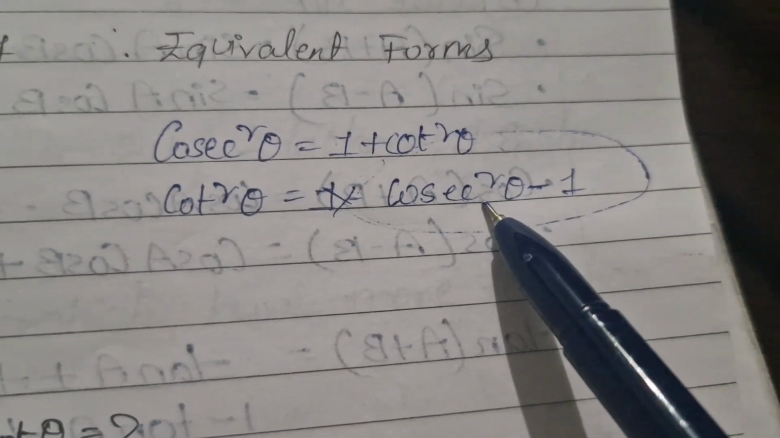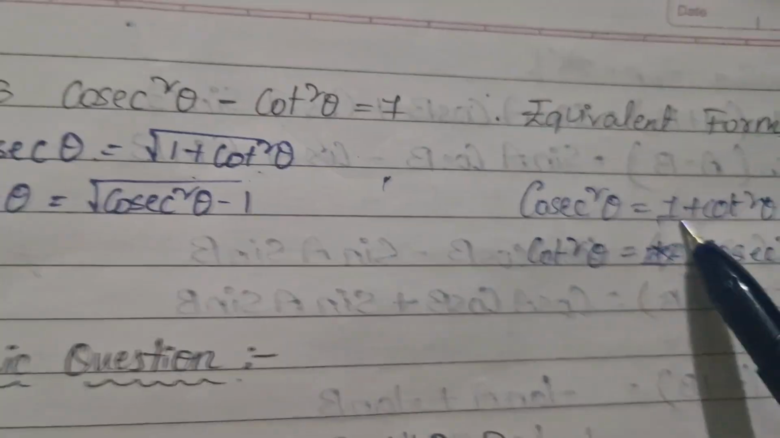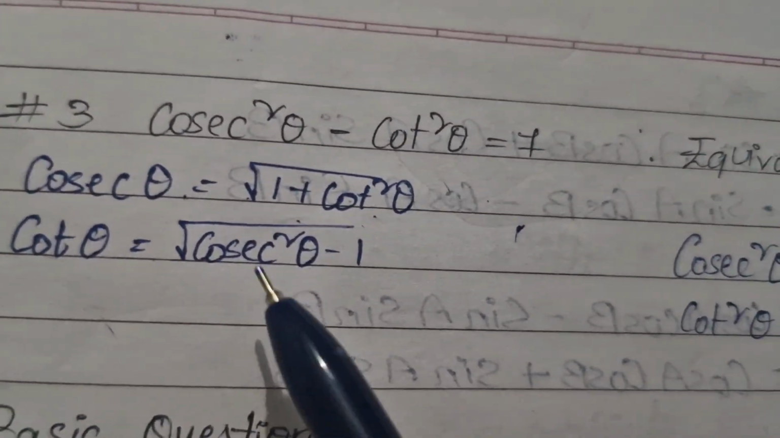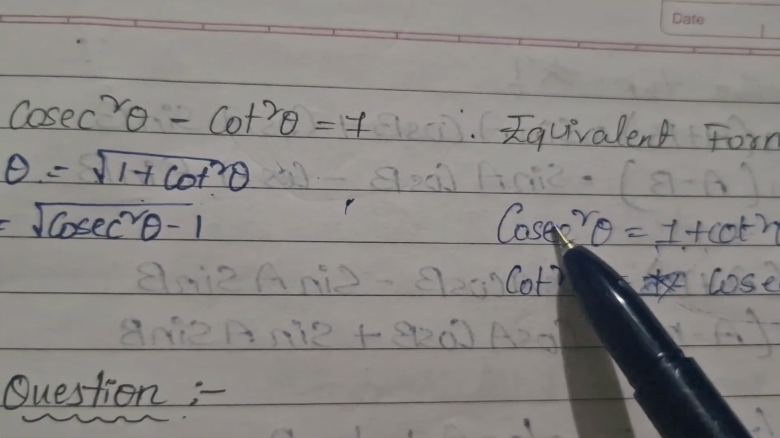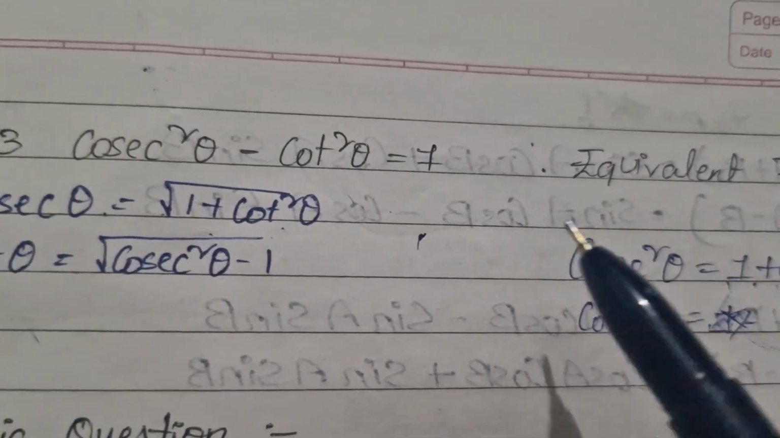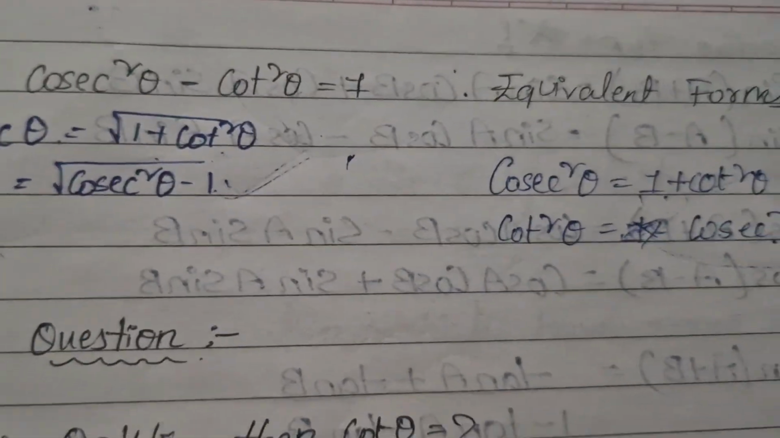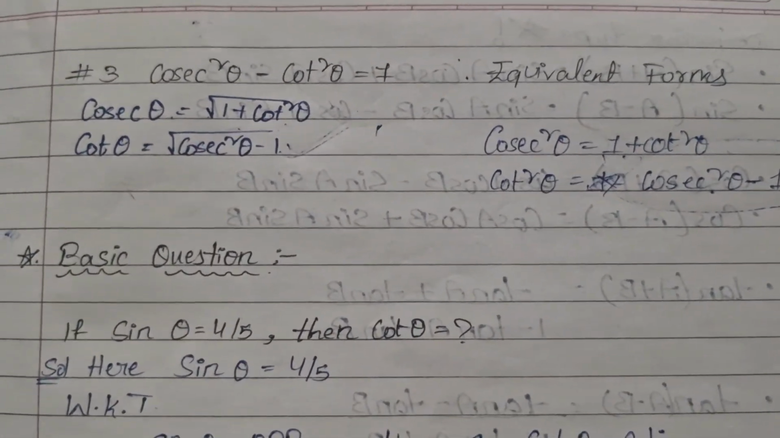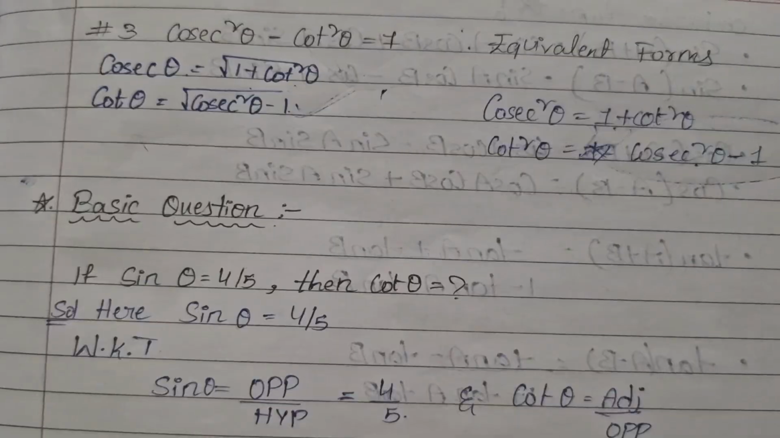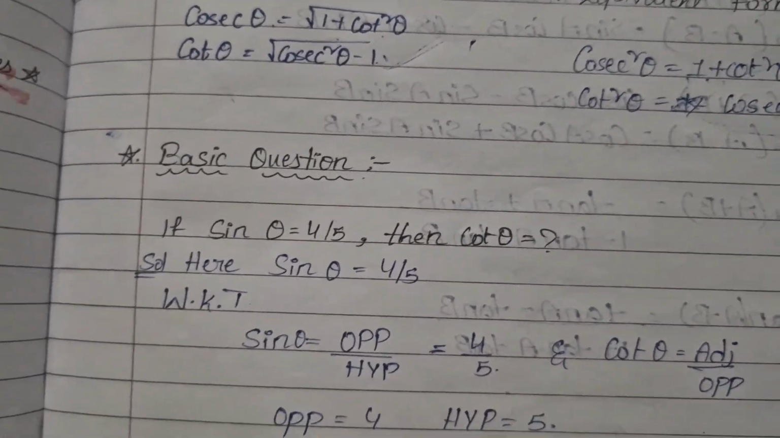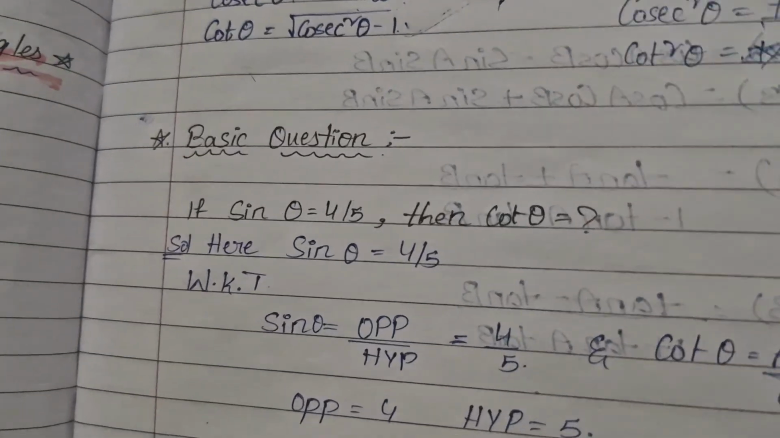Don't get confused here, okay? And the other two are these. This square will turn into root if we send it to the other side. Similarly with this also. So these are the three identities that you have to be perfect in. You should not leave them. You have to focus on these three formulas so that you can score good marks in the exams.